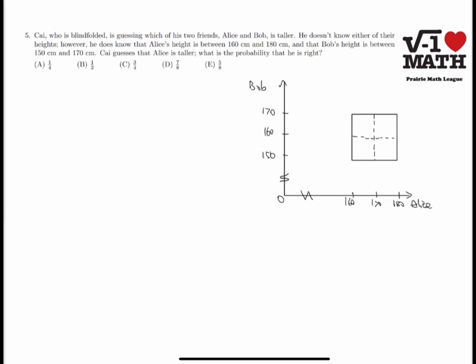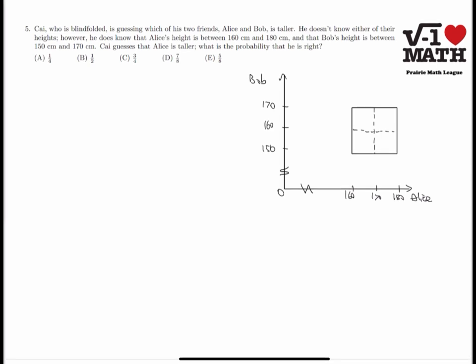Hello everyone. Today I will show the solutions to problems 5 and 6 of round 189 of the Prairie Math League. For problem number 5, we have this person named Kai who is blindfolded, and he wishes to guess which of his two friends, Alice and Bob, is taller.